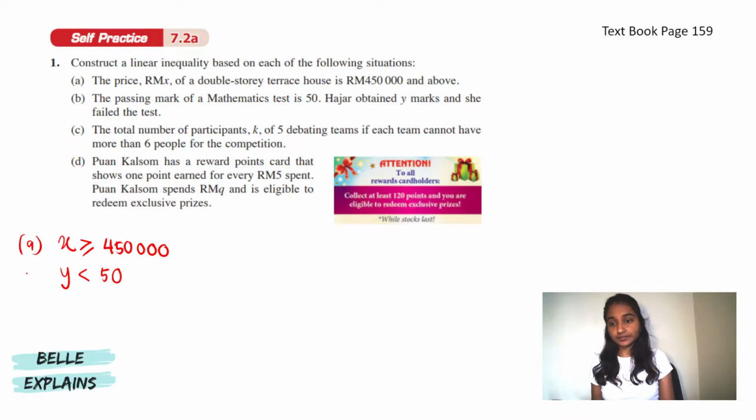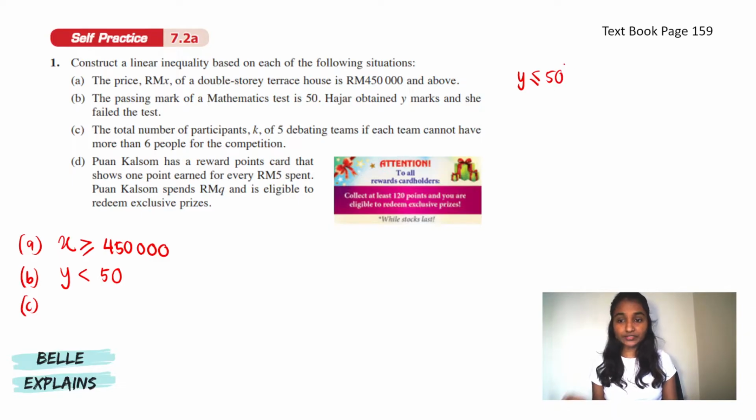Okay. If I were to use this one, then this would include 50. So if it did include 50, then she would have passed the test, right? But this one clearly states that she failed the test. So it has to be less than 50, and in this case, it cannot include 50. That's why we use this symbol instead.